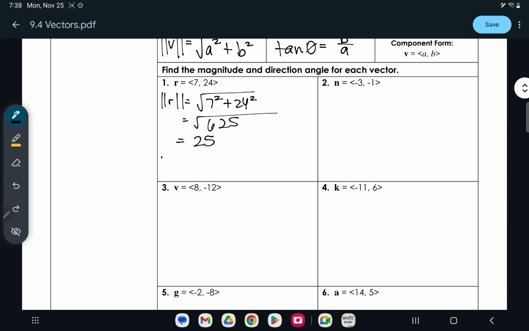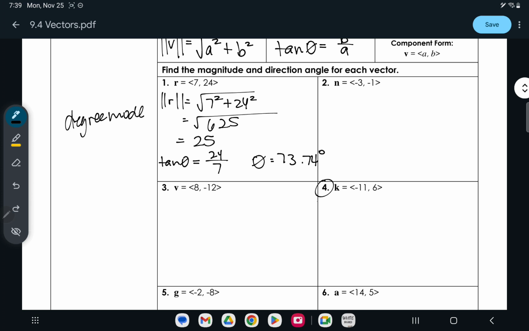And then to find the direction angle, it's B over A. So what I'll do is be in degree mode in my calculator. I'm going to do the inverse tangent of 24 over 7. That's going to give me a theta of 73.74 degrees. Okay. Let's look at another one.